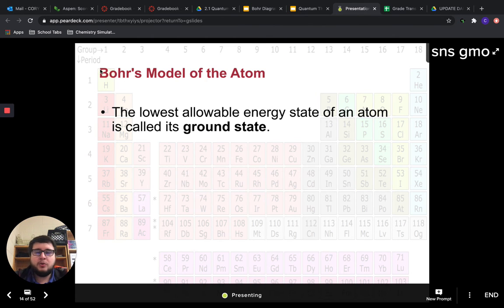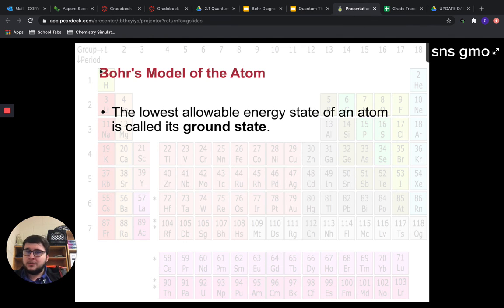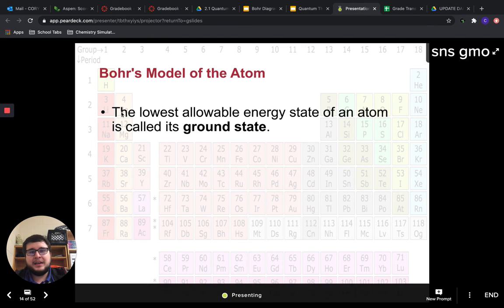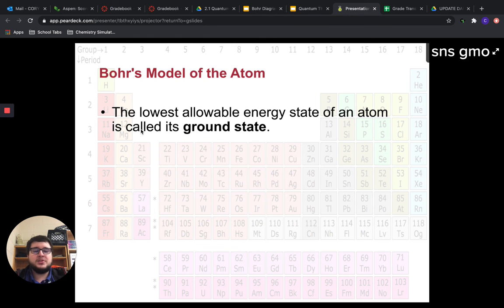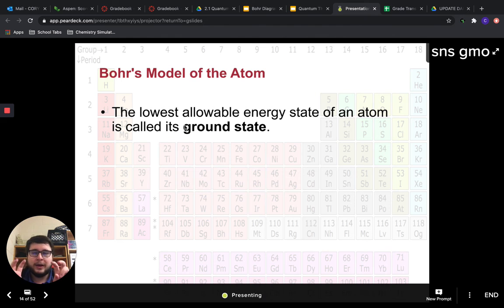All right, Bohr's model of the atom. So now we have a new up-to-date model of the atom that's going to try and explain those things that Rutherford's model missed. In Bohr's model of the atom, there is a lowest allowable energy state of an atom, and that lowest allowed energy state is called its ground state. Imagine you're relaxing after a long day, maybe laying down and going to sleep, and you have the least energy that you can possibly have. That would be your ground state.